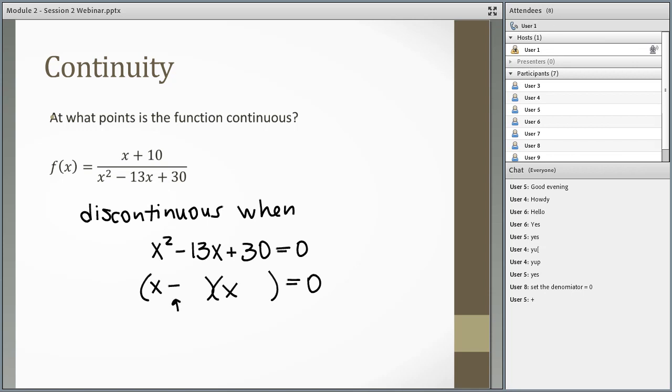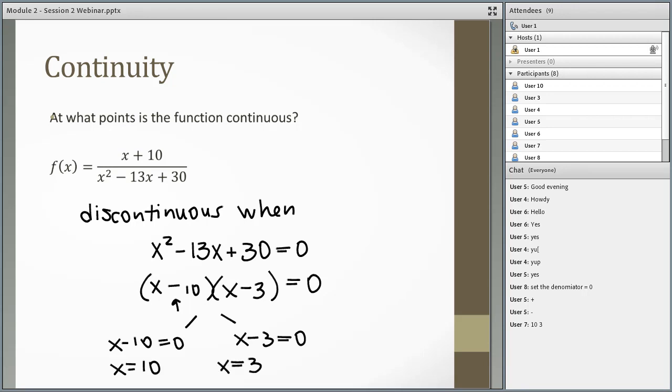So we have a positive 30, and we already have a negative, so a negative times a what would give us a positive? Good. And we need factors of 30 that will give us 13. So 10 and 3. Very good. So now I can set both of those equal to 0, so I can kind of break it apart and say x minus 10 equals 0. This is where it's discontinuous. And x minus 3 equals 0. So that means x equals 10, there's a discontinuity, and x equals 3, there's a discontinuity.